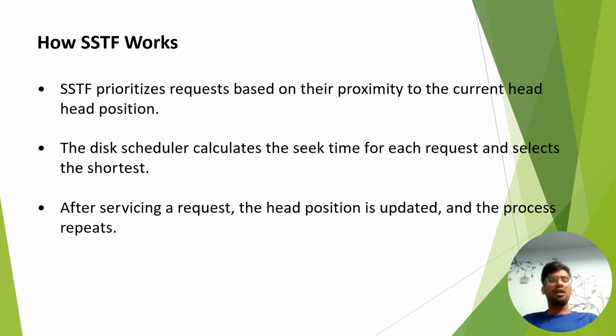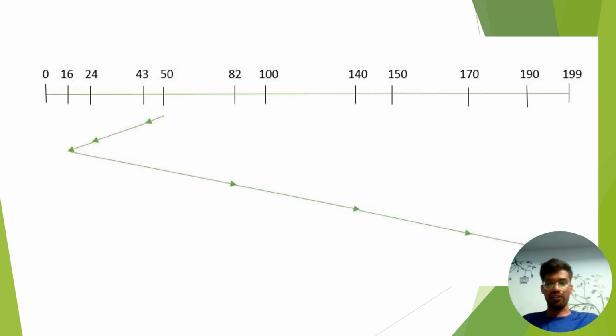SSTF performs requests based on their proximity to the current head position. The disk scheduler calculates the seek time for each request and selects the shortest. After servicing a request, the head position is updated and the process repeats. It completely depends on head movements, and how quickly and effectively the memory can adjust. Here I give you an example.